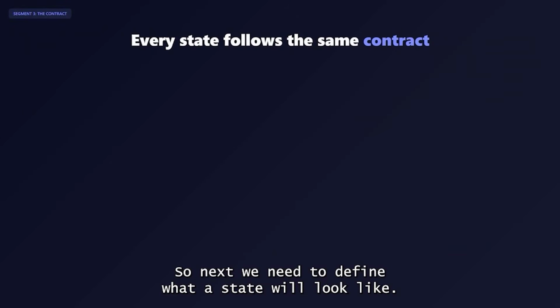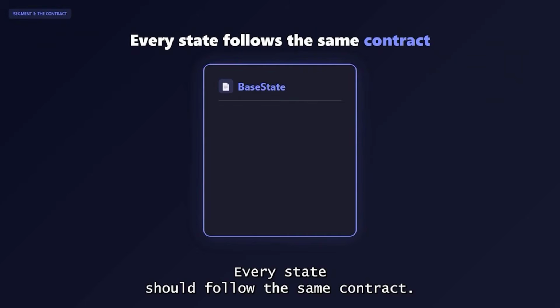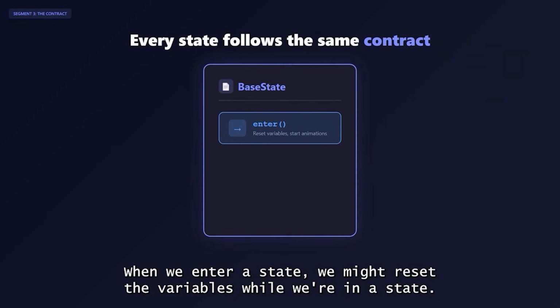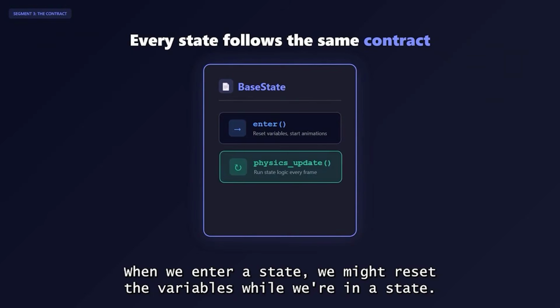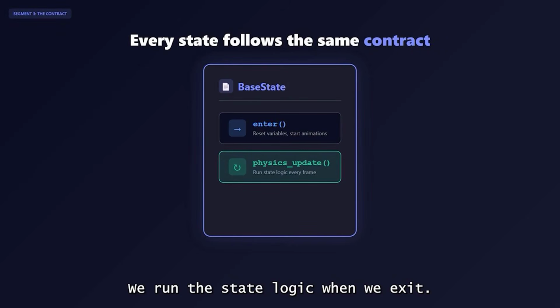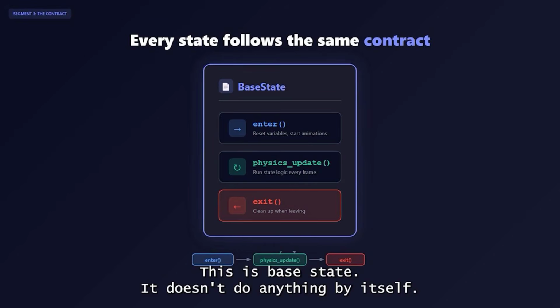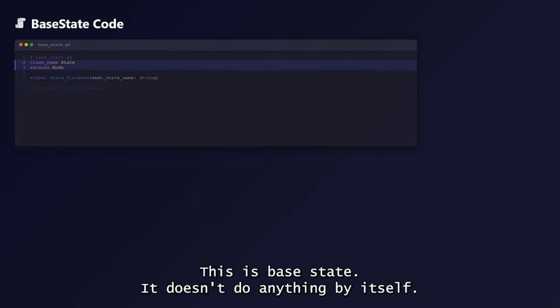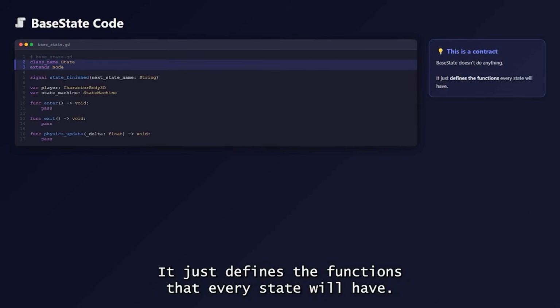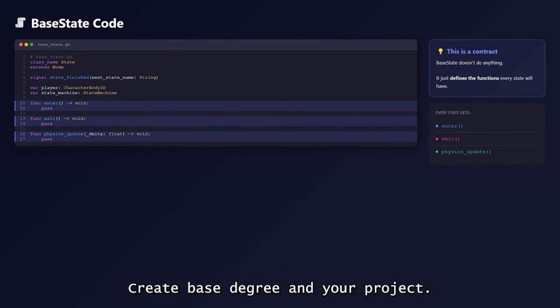So next, we need to define what a state will look like. Every state should follow the same contract. When we enter a state, we might reset the variables. While we're in a state, we run the state logic. When we exit, we might want to clean some things up. So every state will get enter, exit, and physics update. This is base state. It doesn't do anything by itself. It just defines the functions that every state will have. Create base State.gd in your project.